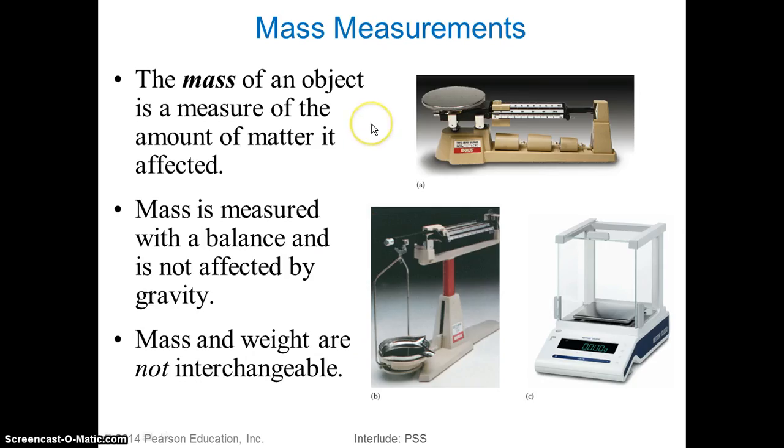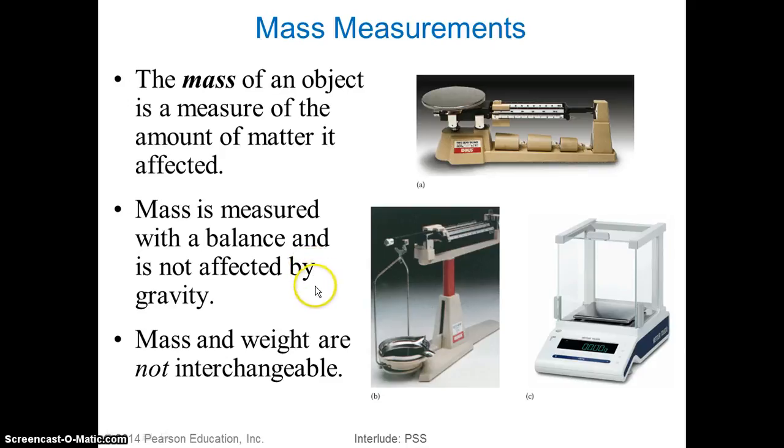Now let's talk about mass. Mass of an object is a measure of the amount of matter it has. How do you measure mass? You can use a triple beam balance, pan balance, or electronic balance. Mass is not affected by gravity, while weight is.